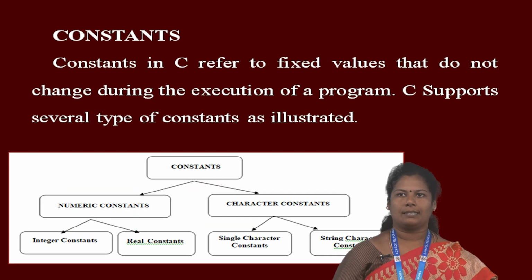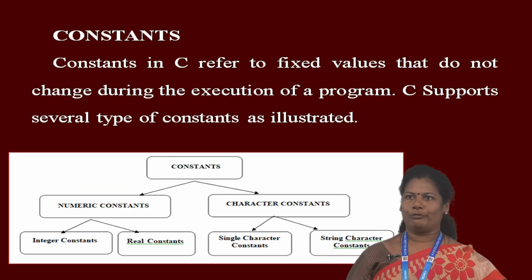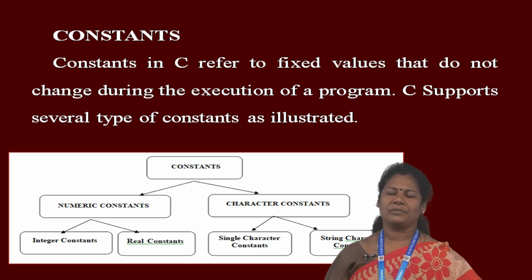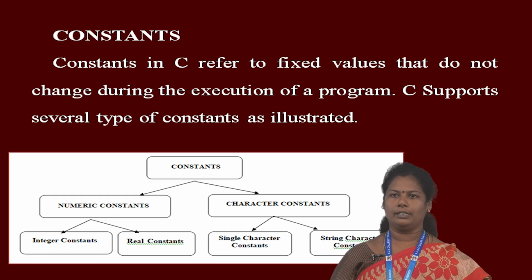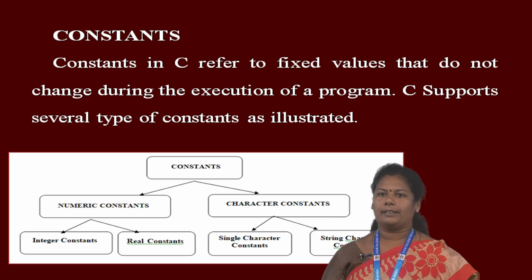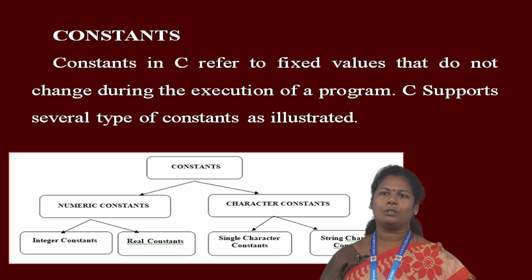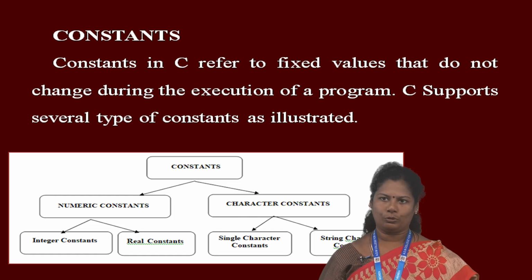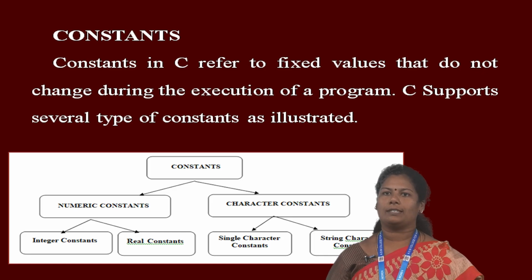Next one is constants. We already know that constants in C refer to fixed values that do not change during the execution of a program. C supports several types of constants as illustrated in the following figure: numeric constant and character constant. Numeric constant is divided into two types, integer constant and real constant. Character constant is divided into two categories, that is single character constants and string constants.